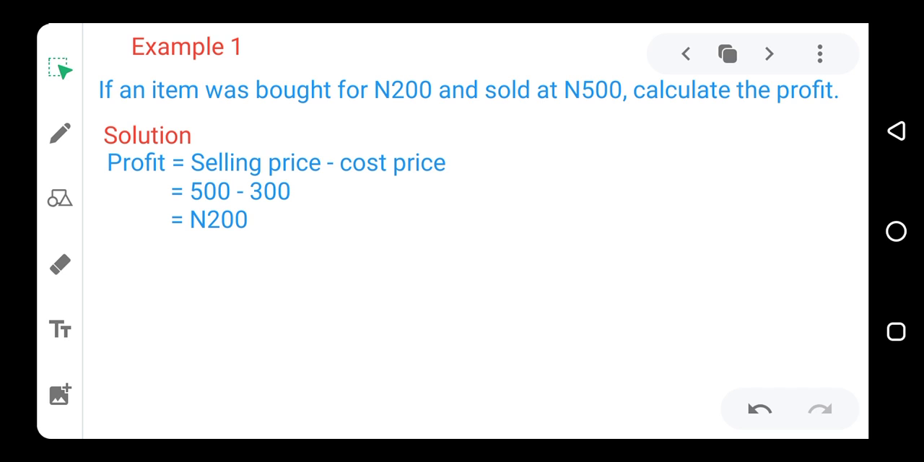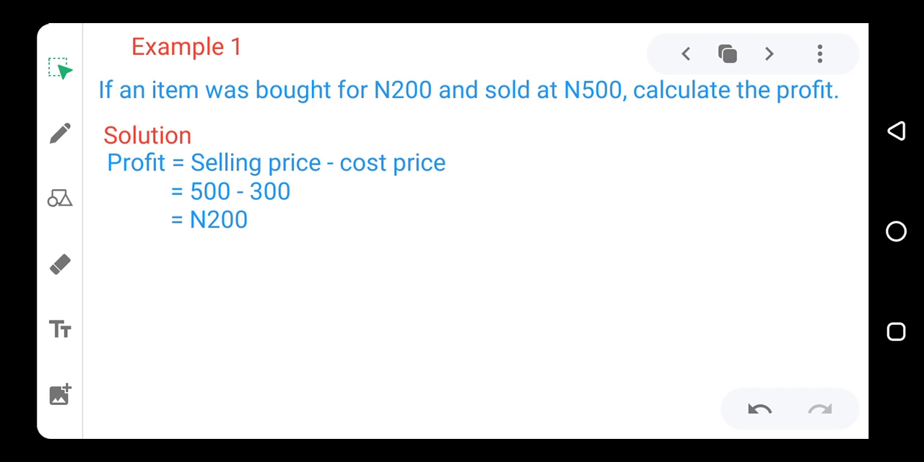Now let's look at some examples. Example 1. If an item was bought for 200 naira and sold at 500 naira, calculate the profit. Now solution. Remember, we said that once you hear profit, what should come to your mind is selling price minus cost price.